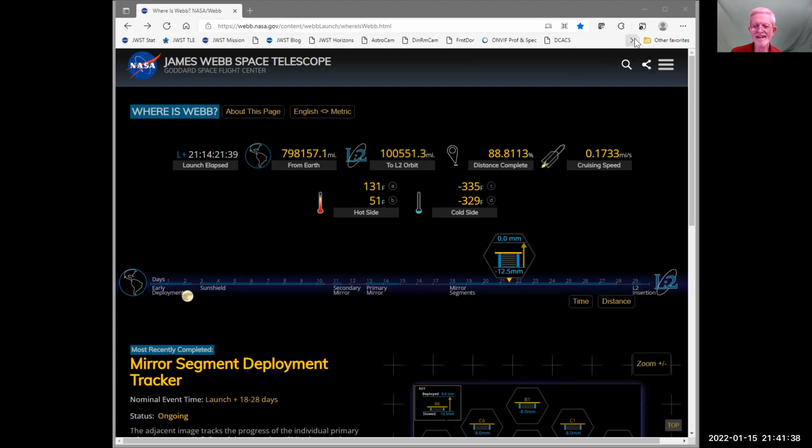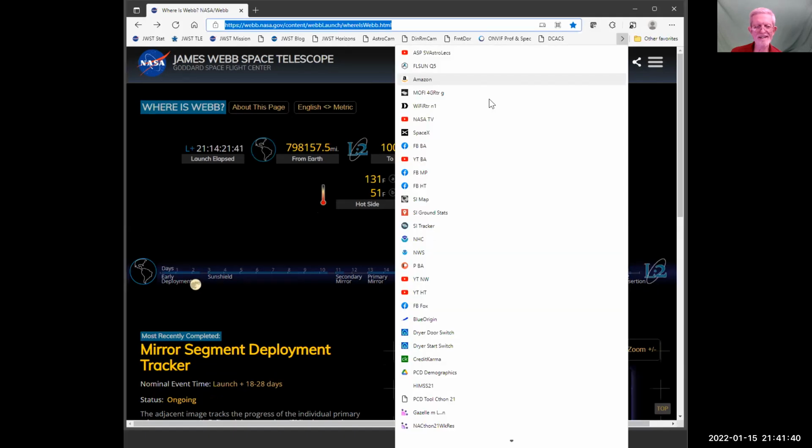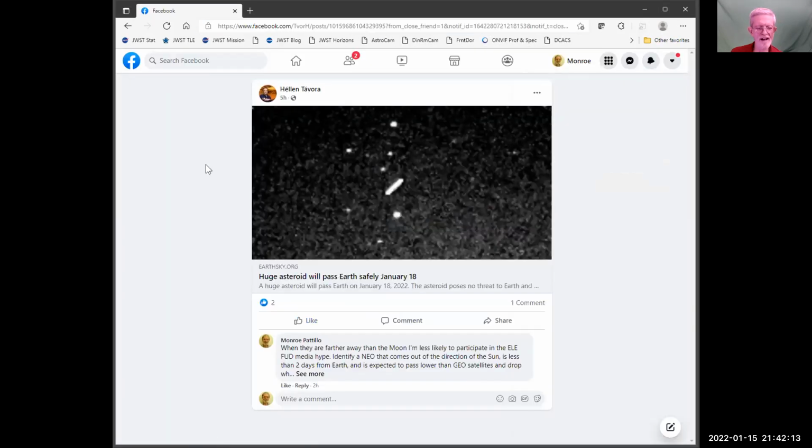Let's briefly talk about the asteroid that wasn't. "Huge asteroid will pass Earth safely on January 18th." Well, you call it huge like you're going to scare us, and then you say it will pass safely. I know this is just you picking up Earth Sky, but Earth Sky, in order to keep eyeballs on its website, has to come up with something that is fear, uncertainty, and doubt. Or it's an extinction level event. Otherwise, people aren't going to look at their website.